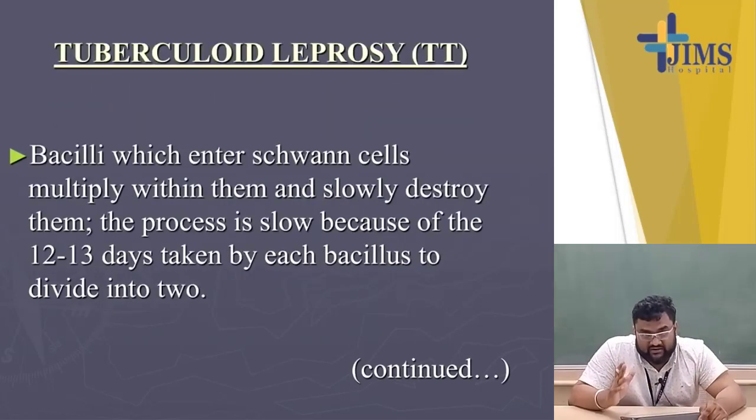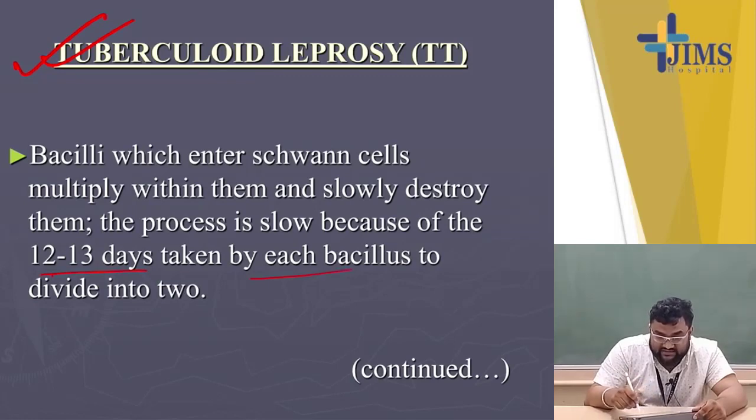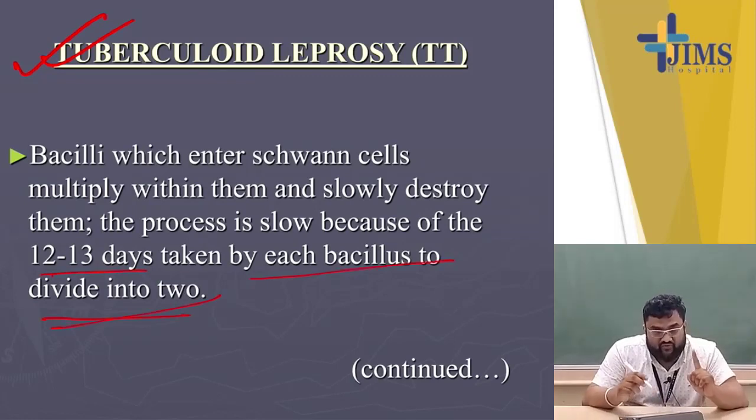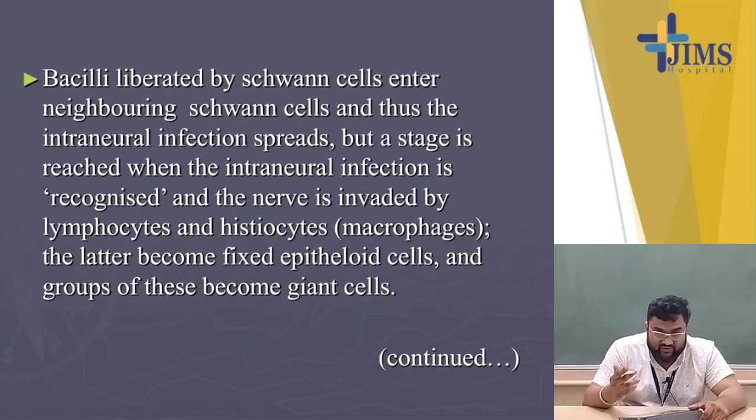Now coming to the different types of leprosy. First and foremost, tuberculoid leprosy. The bacilli which enter the Schwann cells multiply within them and slowly destroy them. The process is slow because of the 12 to 13 days that is taken by each bacillus to divide into two. Slowly growing bacilli, that's why you have a long incubation period. The bacilli liberated by the Schwann cells enter neighboring Schwann cells, and thus the intraneural infection spreads.